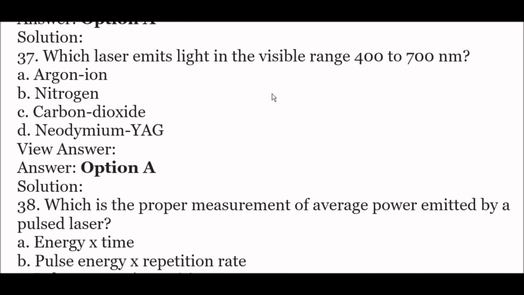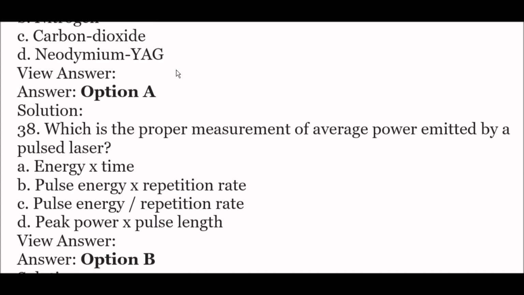Next question. Which laser emits light in the visible range 400 to 700 nm? Okay, nm means nanometer. Option A, argon ion. Option B, nitrogen. Option C, carbon dioxide. Option D, neodymium YAG. Right answer is option A, argon ion. Okay, argon ion laser emits light in the visible range 400 to 700 nanometer.